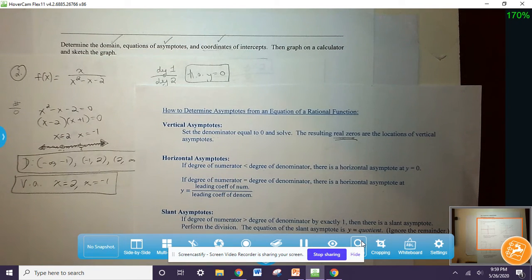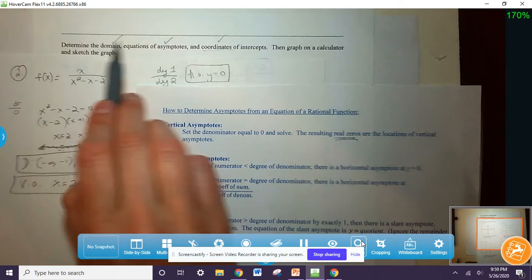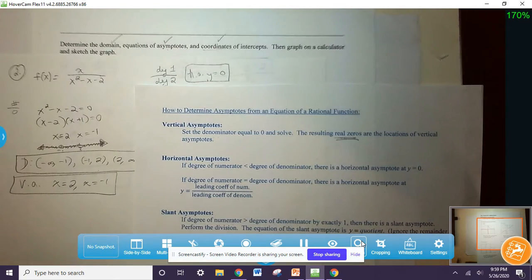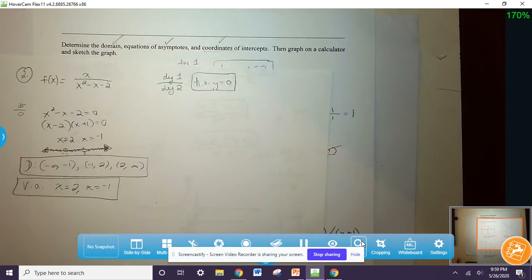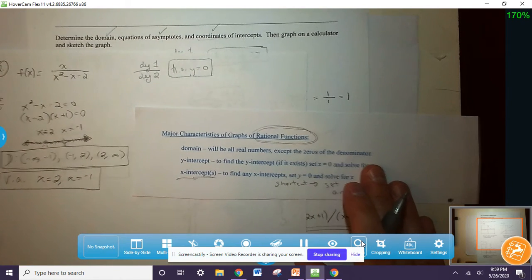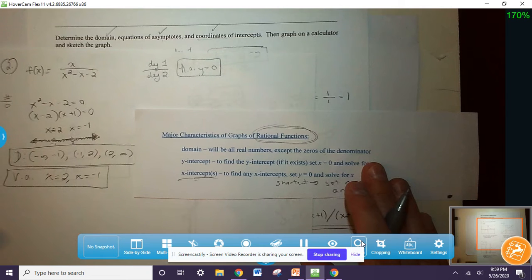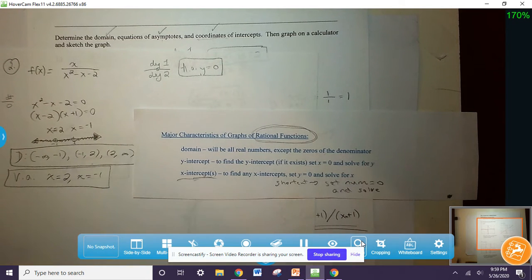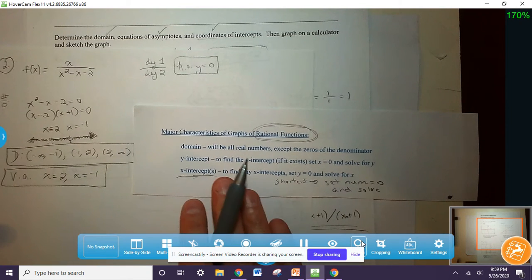So we got the domain, the asymptotes. Now let's find some intercepts, if there are any. There don't have to be. So I hope you don't mind that I keep bringing back the other page of notes. If you have it printed, you can just look at your other page. But for anyone who didn't get a chance to print it, I thought this might help.